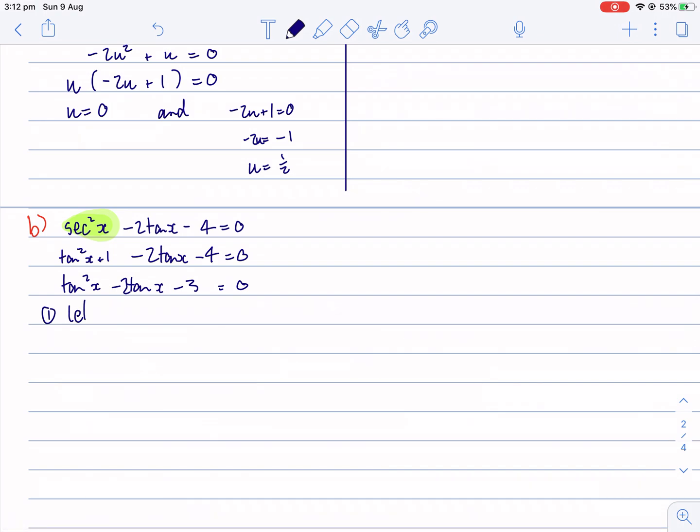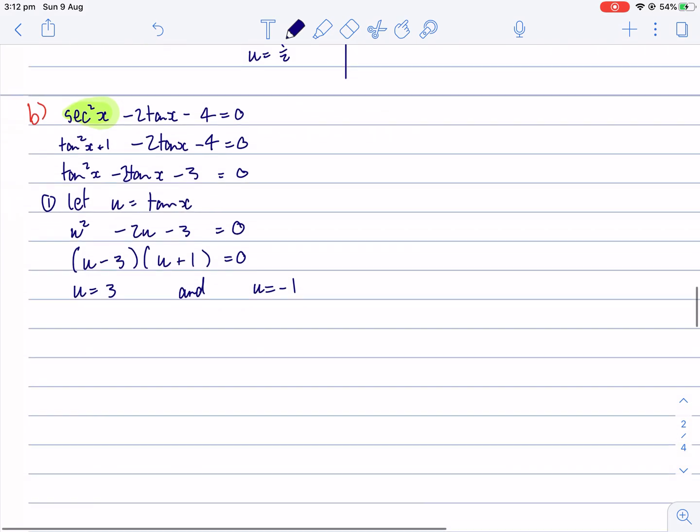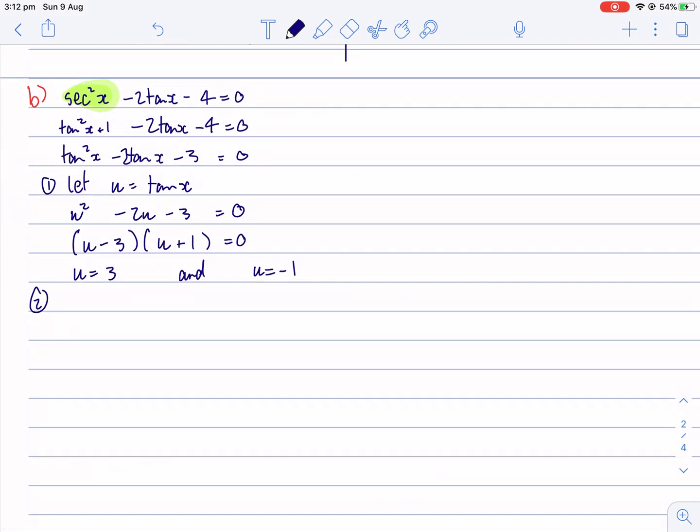So let u equal tan x. So I've got u squared take 2u take 3 equals 0. What multiplies to give negative 3 and adds to give negative 2? U take 3, u plus 1 equals 0. So u equals 3 and u equals negative 1. Now let's sub tan back in. Tan x equals 3, tan x equals negative 1.